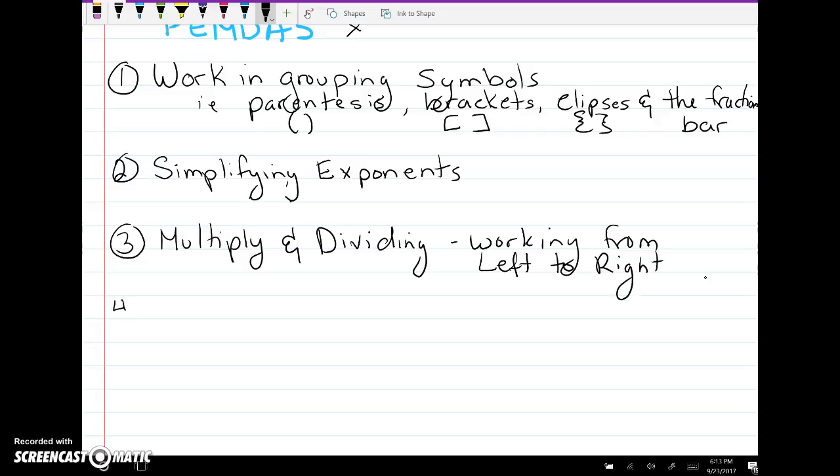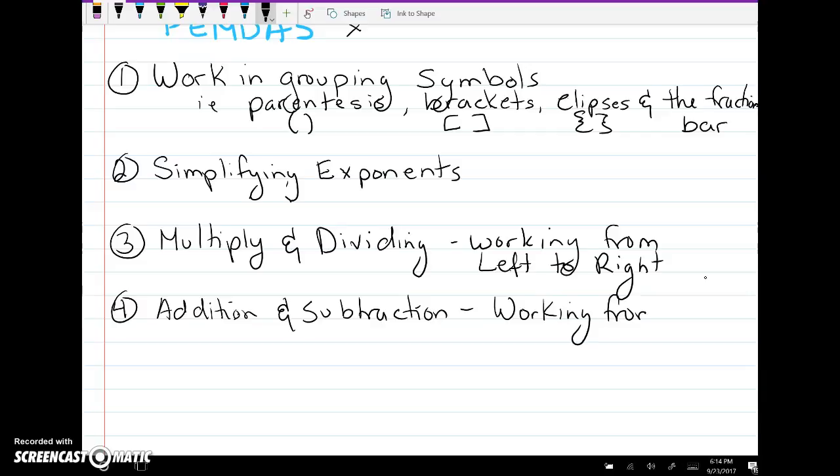And the last step, step 4, is addition and subtraction. Again, done at the same time, working from left to right.